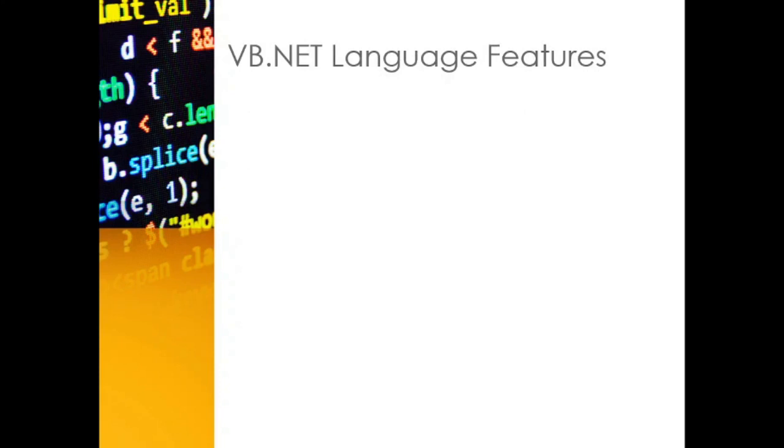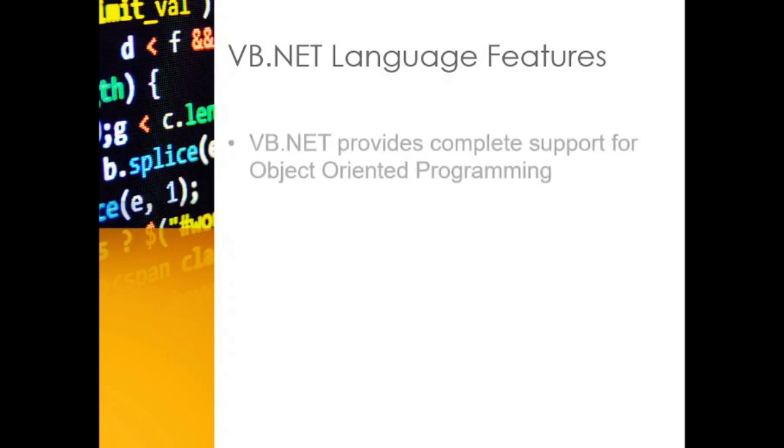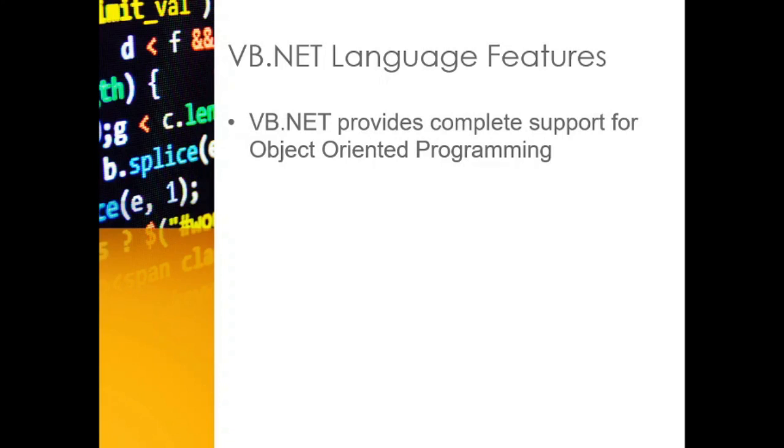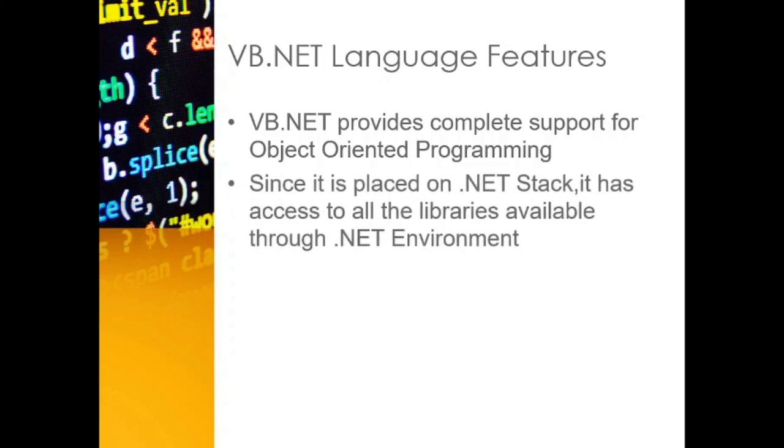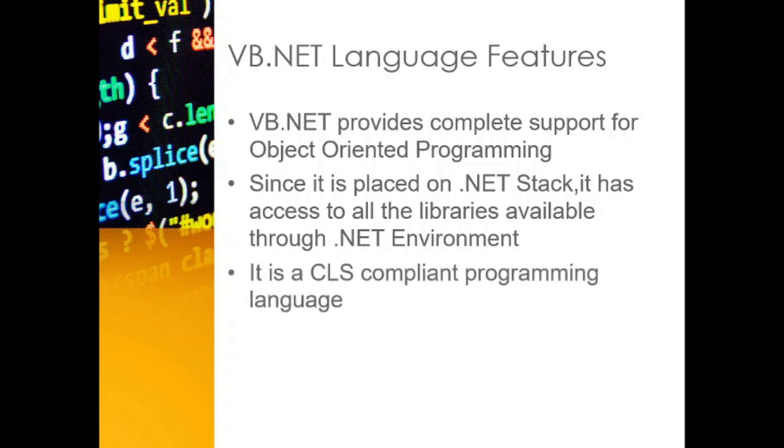VB.NET also has language features. It provides complete support for object-oriented programming, just like C Sharp. Since both C Sharp and VB.NET are placed on the .NET stack, they can access all the libraries available through the .NET environment. Both C Sharp and VB.NET are CLS compliant programming languages.